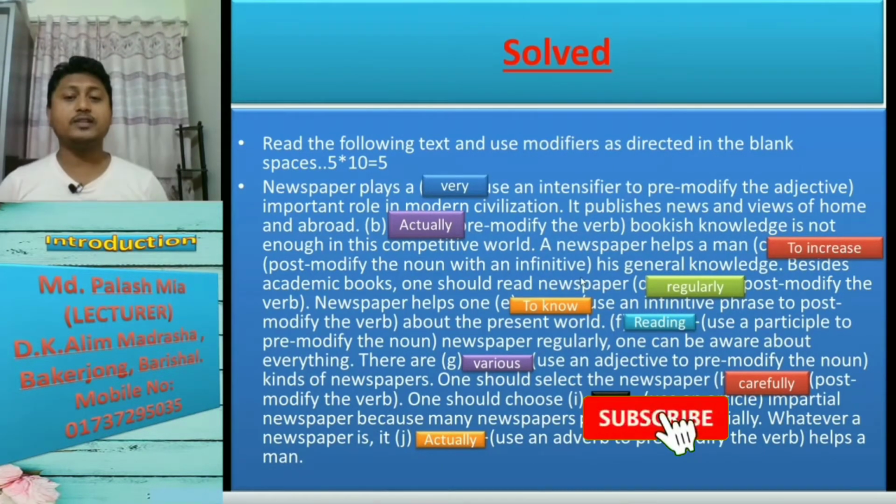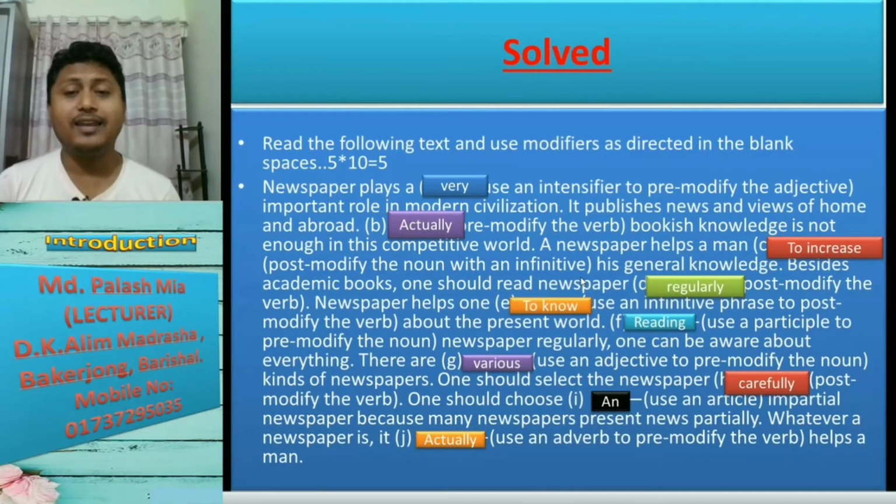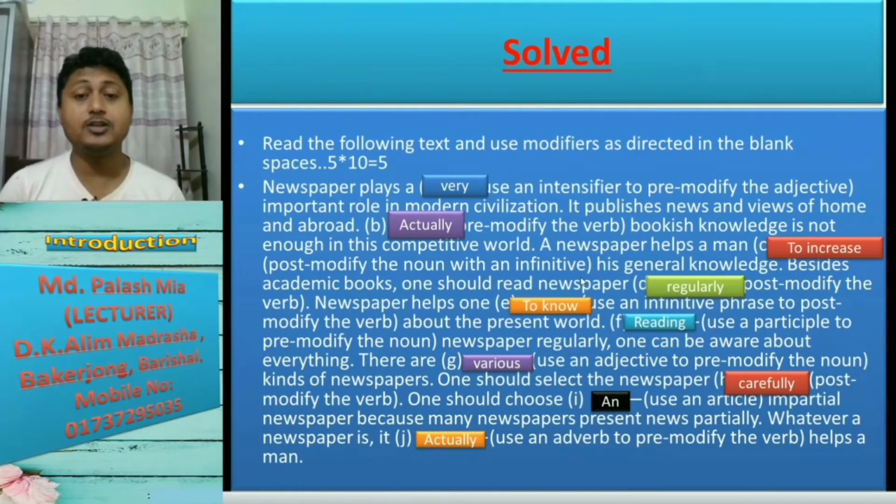So these are the questions, my dear students. You can try to do this at home, and if you feel any problem, then please call me or comment in my comments box. Don't be confused. I try to solve it. Secondly, we can see another question and try to solve.